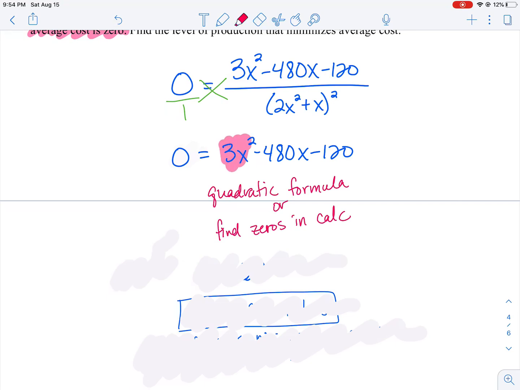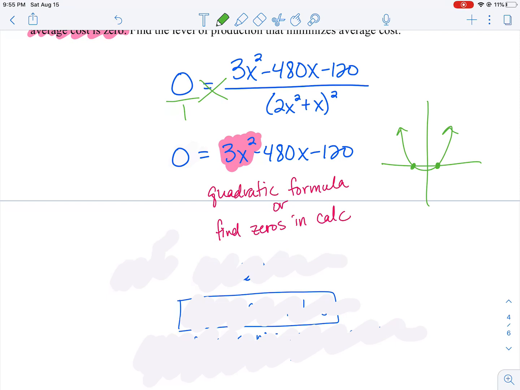It's a quadratic, it's a parabola. We know that because we have the x squared. Our parabola should open up because of that leading coefficient being positive. So we want to figure out at what x values this equals 0. We want to find where it touches the x-axis. Again, you can do that by using the quadratic formula, which hopefully you remember from your previous algebra class, or you can use your graphing calculator to find the zeros.